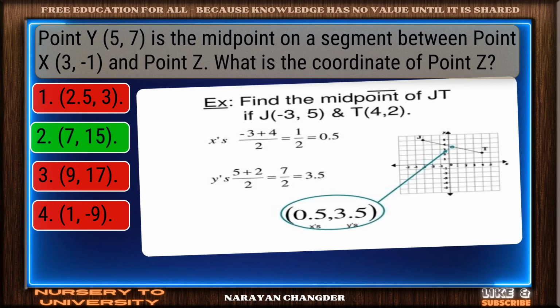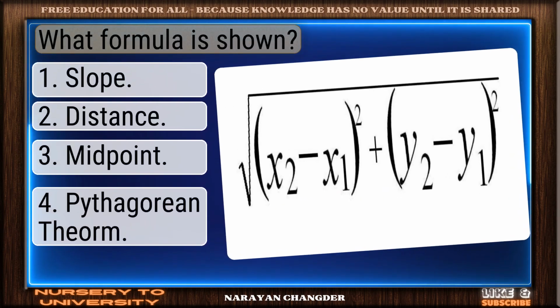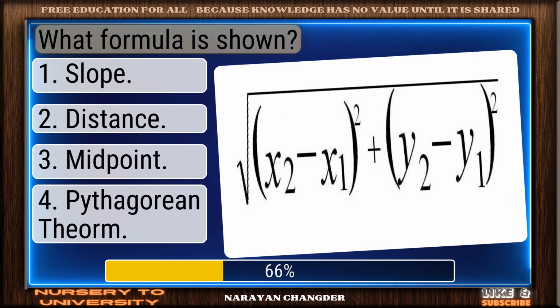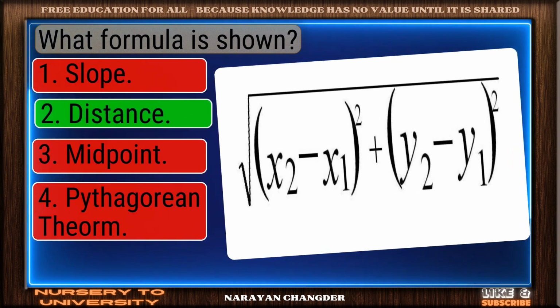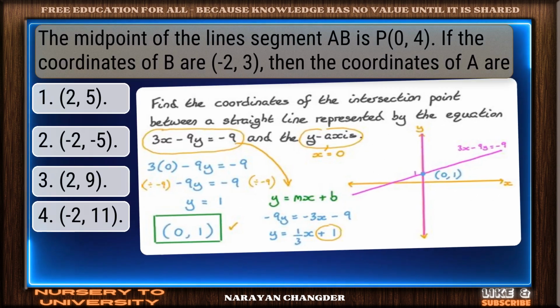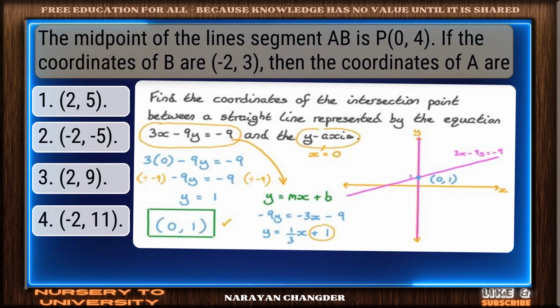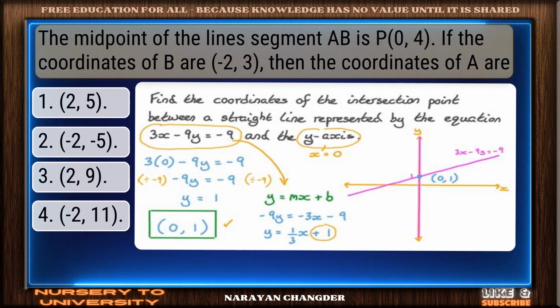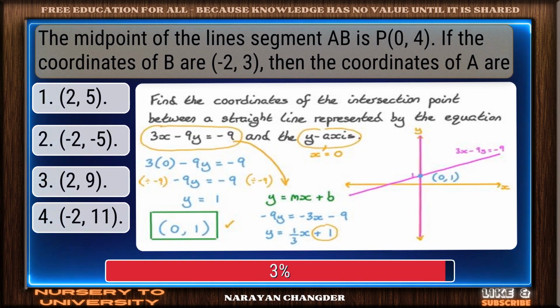Excellent choice. Is right? What formula is shown? You got it. Distance fits. The midpoint of the line segment AB is P. If the coordinates of B are, then the coordinates of A are.